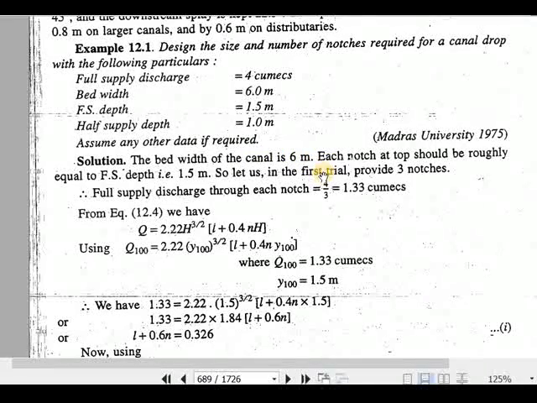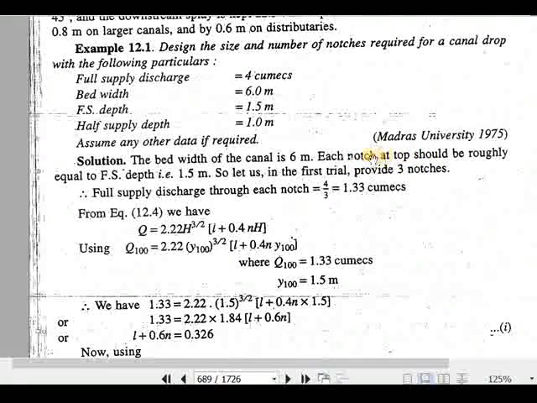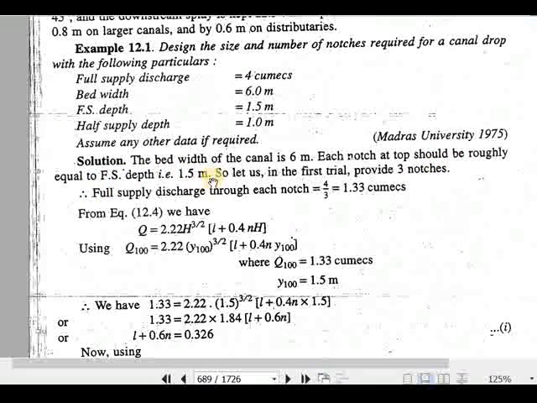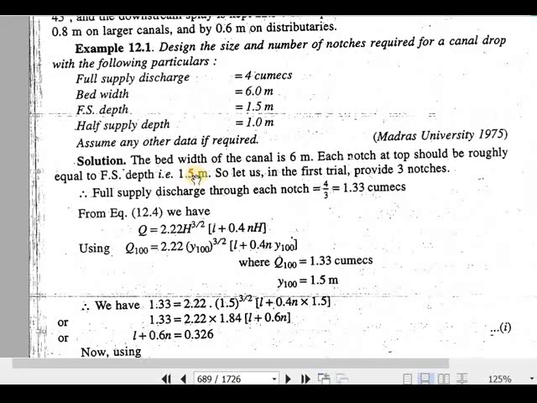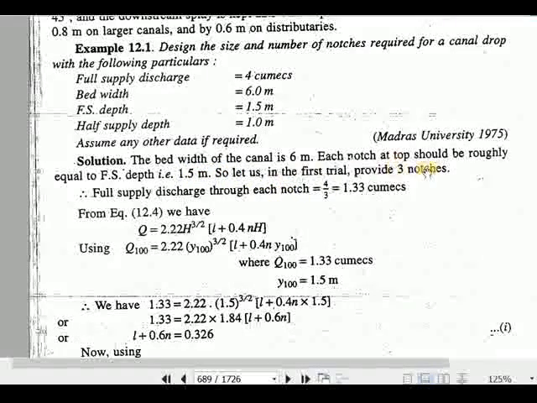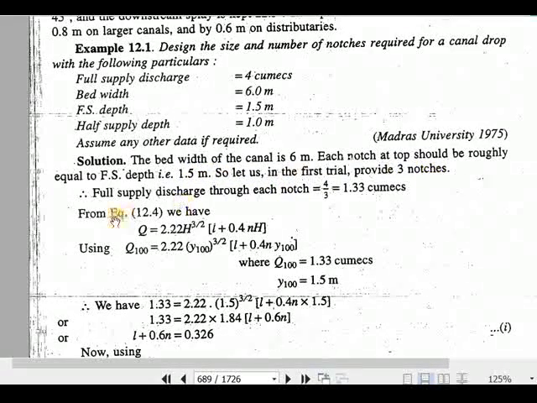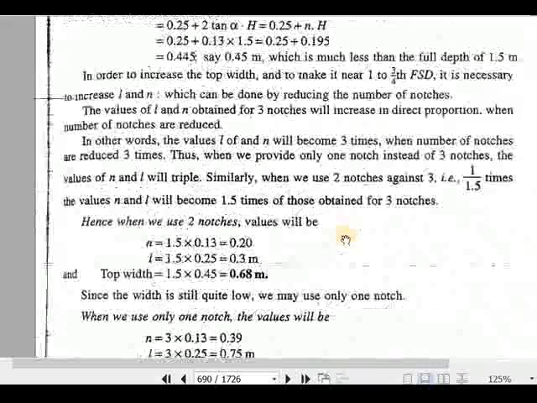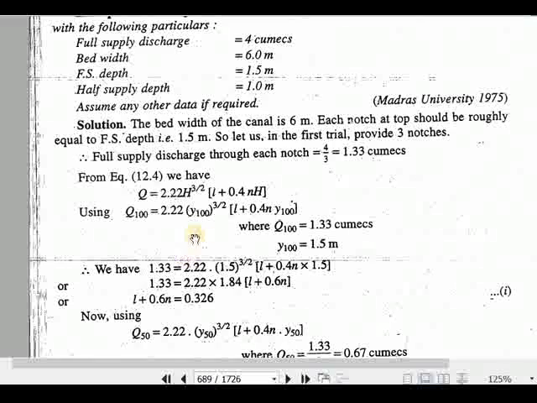So you have to understand, if bed width is 6 meter, then the top width of each notch, or the weir, should be roughly equal to the full supply depth, 1.5 meter. So let us first provide 3 notches. In the picture there is 1 notch given, but we will discuss starting from 3 notches.